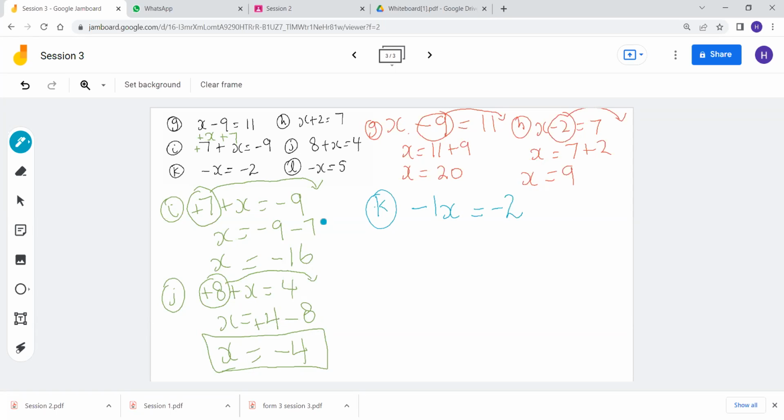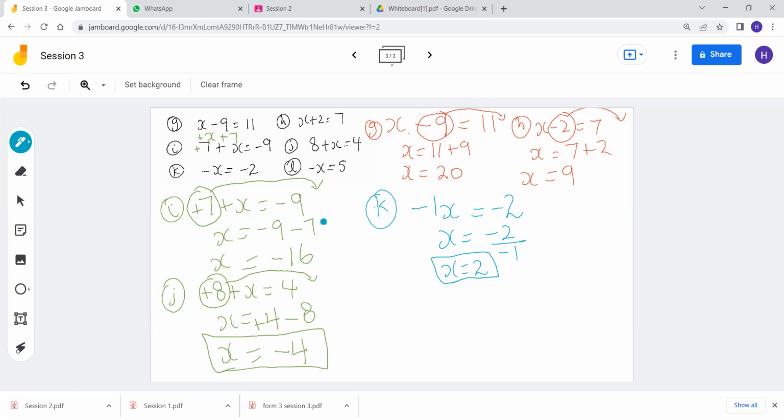To solve this one, what I want to do is the inverse of multiplying by minus 1, which is dividing by minus 1. So x is equal to minus 2 divided by minus 1, which is equal to positive 2. Positive 2, right? I know this one was a little tricky, but take note of it. The trick here was that minus x is the same as minus 1x.